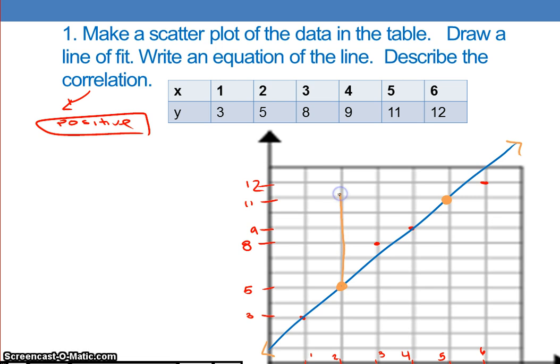And stop. So we went from 5 to 11, so we went up 6. Now let's run. Run 1, 2, 3. Okay, so we ran 3. So now we can find the slope.